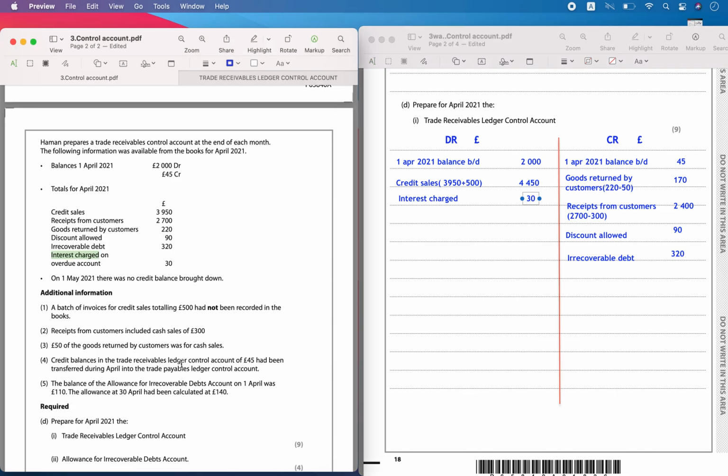And then you also have credit balances in the trade receivables ledger control account of 45 pounds that had been transferred during April into the trade payables ledger control account. This is a contra entry. So let's include the contra entry balance of 45 pounds, and this is going to appear on the debit side. So contra will be equal to 45 pounds. Okay, now we have to balance.